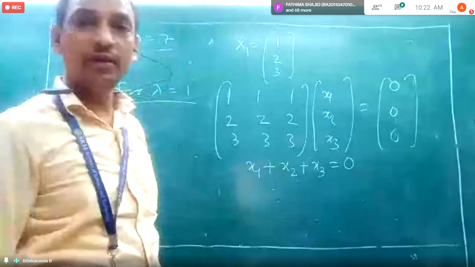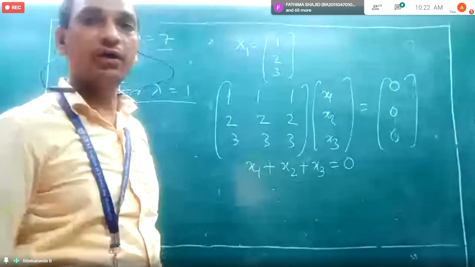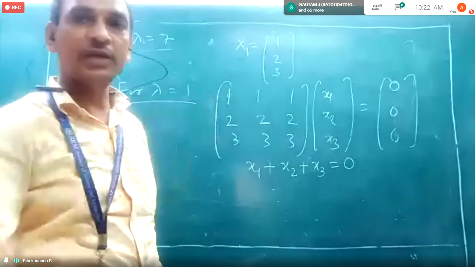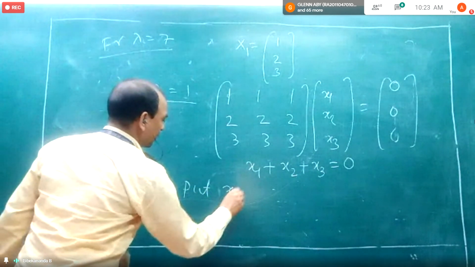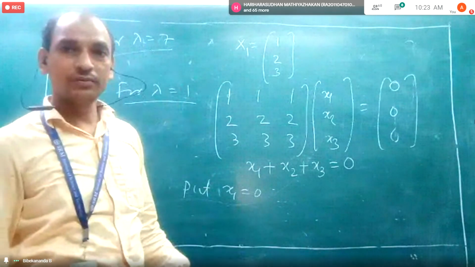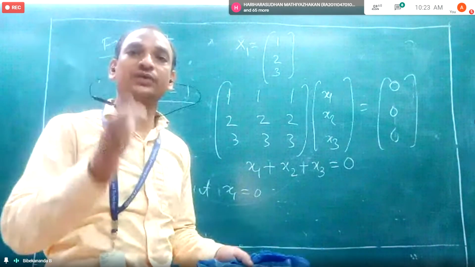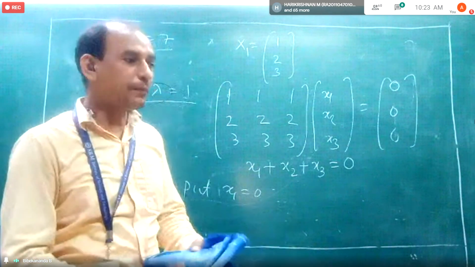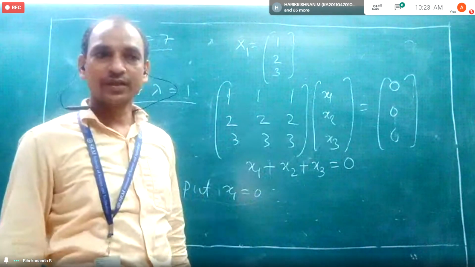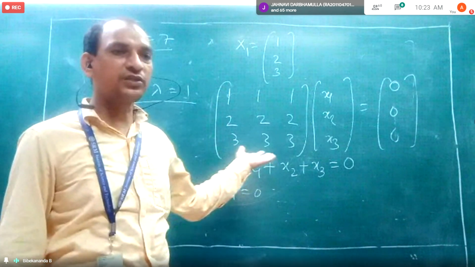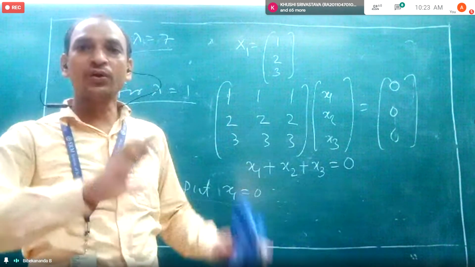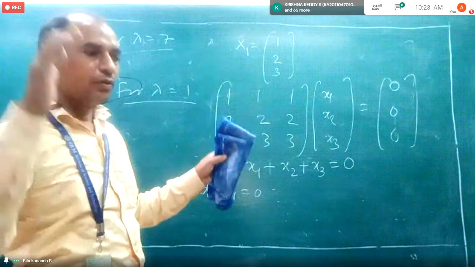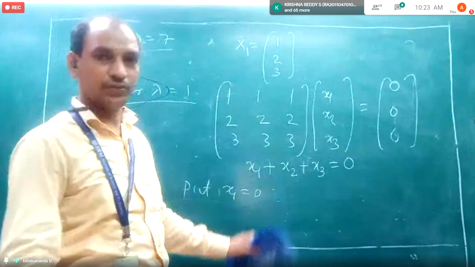That means you put any one of the variables 0 and you can find the relation between the other two. Suppose we put x1 equal to 0. It is not mandatory that you always take x1 equal to 0. You can take x2 as 0 and find the relation between x2 and x3. Similarly, if you put x3 equal to 0, you find the relation between x1 and x2. That is up to you. You don't have to put x1 only as 0.